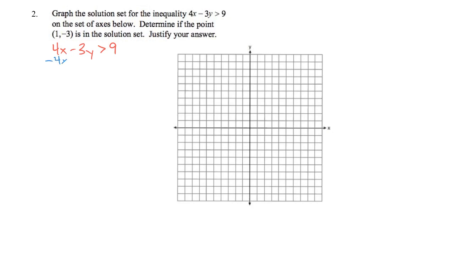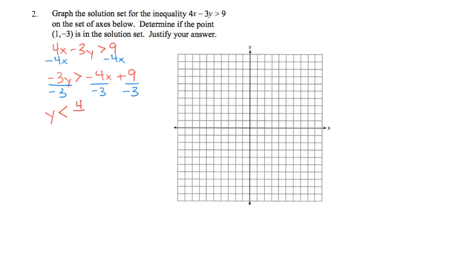I'm going to subtract 4x from both sides. Now I have -3y is greater than -4x plus 9. Then I'm going to divide everything by -3. Now I have y is, okay, now don't forget, whenever you divide by a negative, you have to change your inequality symbol. So instead of greater than, I'm now going to have less than.